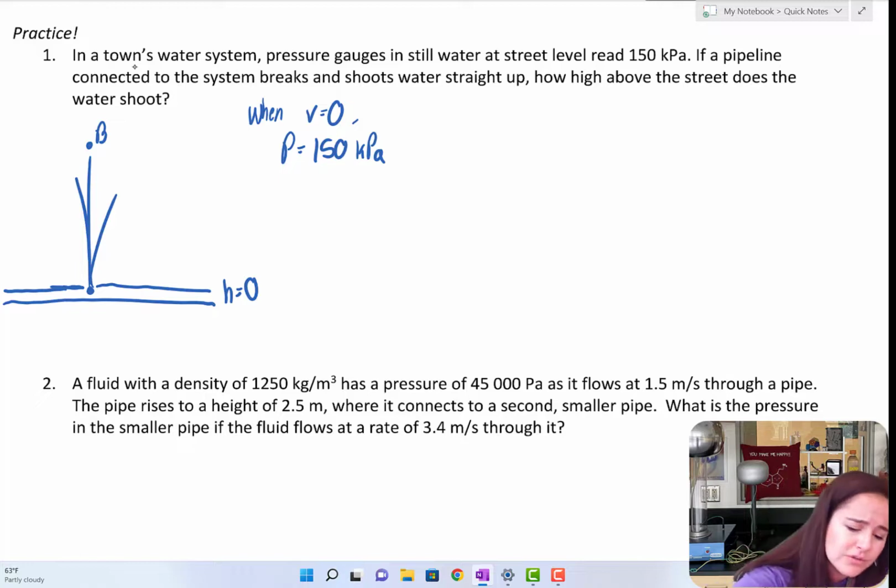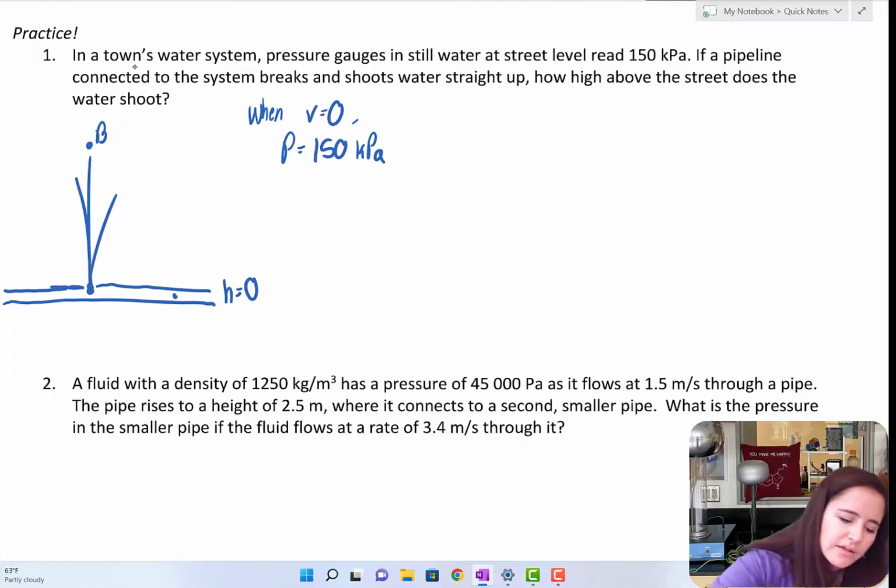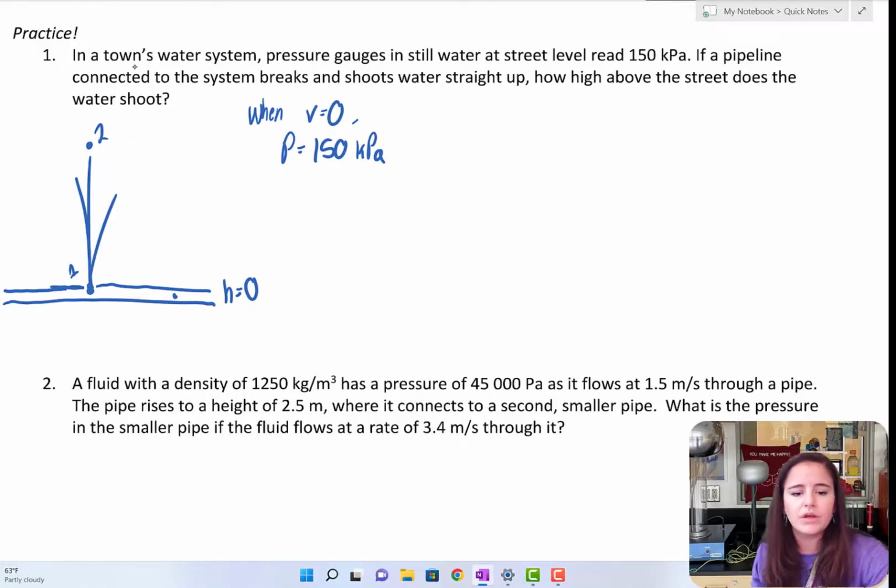Another option is to use the still water over here and find the flow velocity, the velocity at which water will exit that point, and then use kinematics to calculate how high it'll go. But since we're in Bernoulli's, I'm going to go ahead and try it using Bernoulli's. So I'm going to put my point 1 down there and my point 2 up here. So we want to know how high above street level that water goes.